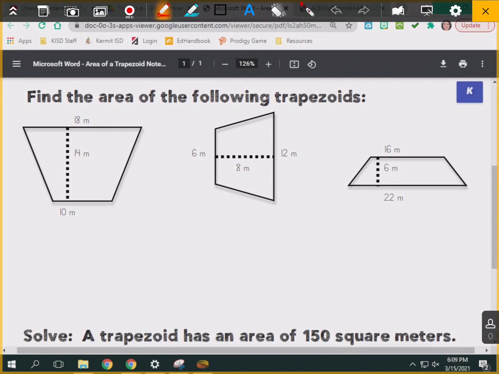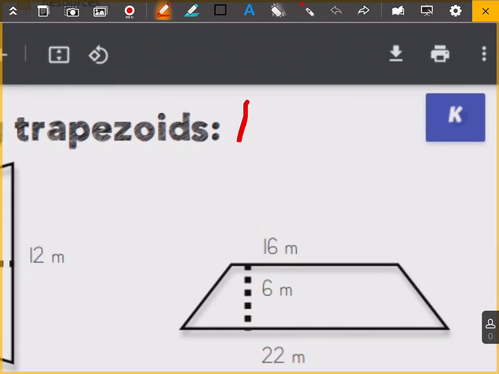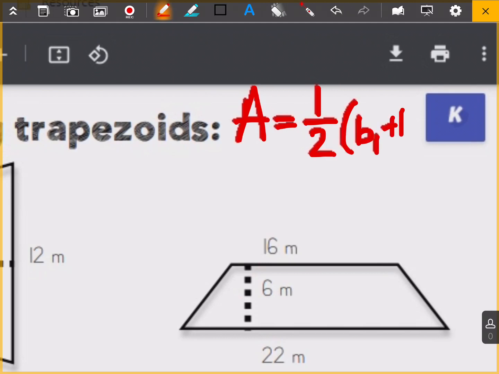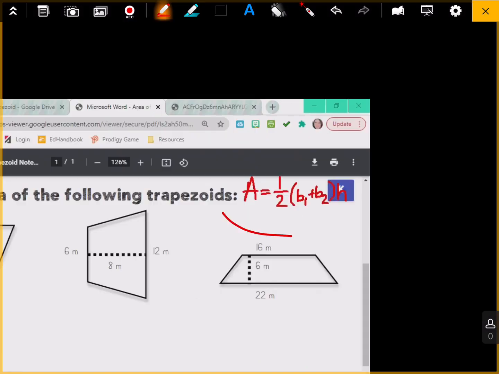All right, so I'm going to refresh our brain by writing down the area formula again. So area equals 1/2 (B1 plus B2) times H. So it's the same formula I'm getting off of my reference chart. And that's the same one I'm going to use for every single trapezoid I see.